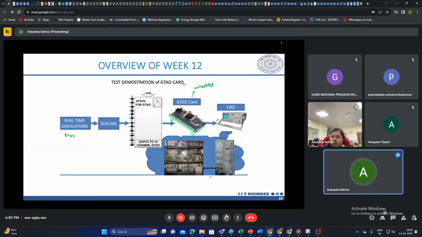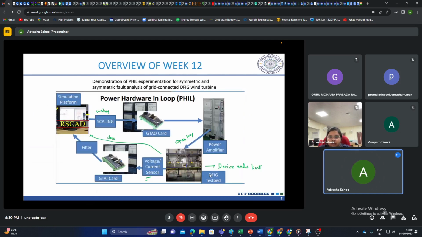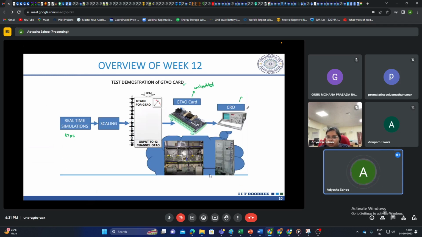Then the output of this GTAO card is observed through this CRO. If you remember this CRO in the previous slide, earlier you got the input from the RTDS through the GTAO card and then it was fed to the power amplifier. Instead of the power amplifier and the DFIG setup, here we are directly observing the output through the CRO. So this is playing the function of the power amplifier plus the DFIG setup.